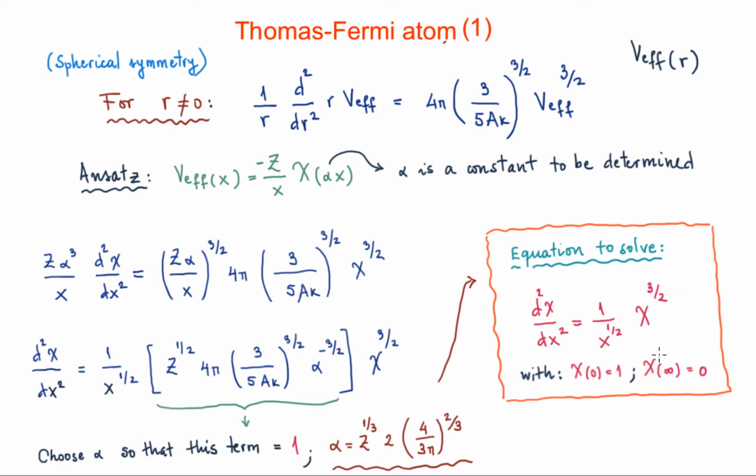So this is the differential equation, and these are the boundary conditions we need to consider in order to solve that equation. This equation has to be solved numerically, and by solving it numerically, we can have a solution for the effective potential, the induced potential, and the electronic charge density for the Thomas-Fermi atom.